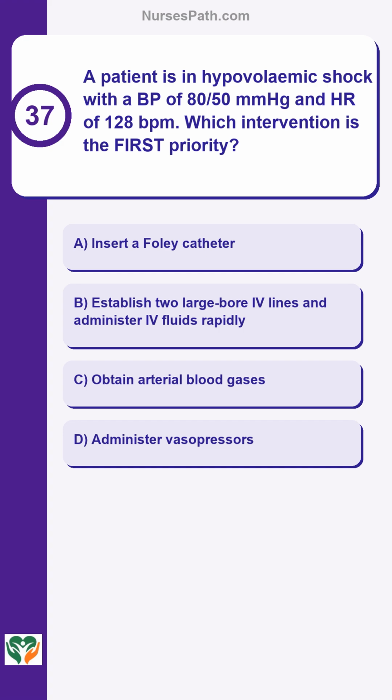Question 37. A patient is in hypovolemic shock with a BP of 80/50 mmHg and HR of 128 bpm. Which intervention is the first priority? Insert a Foley catheter. Establish 2 large-bore IV lines and administer IV fluids rapidly. Obtain arterial blood gases. Administer vasopressors.